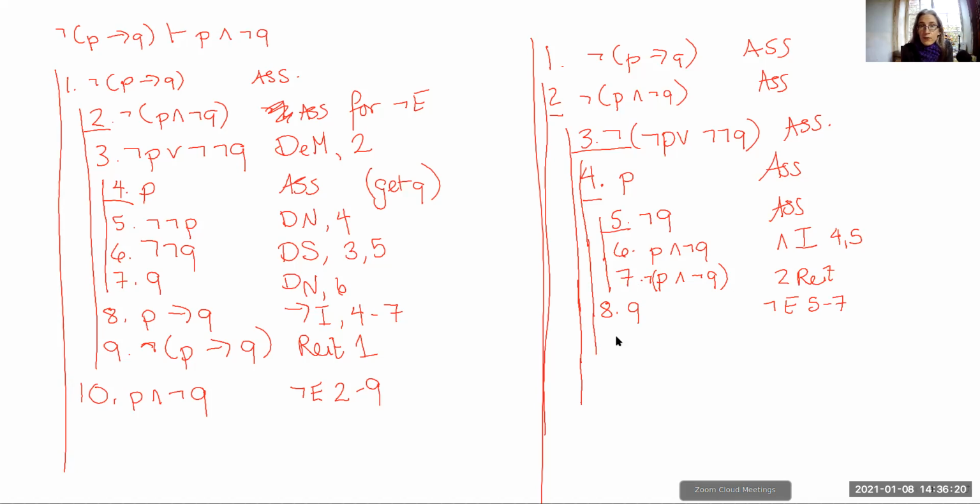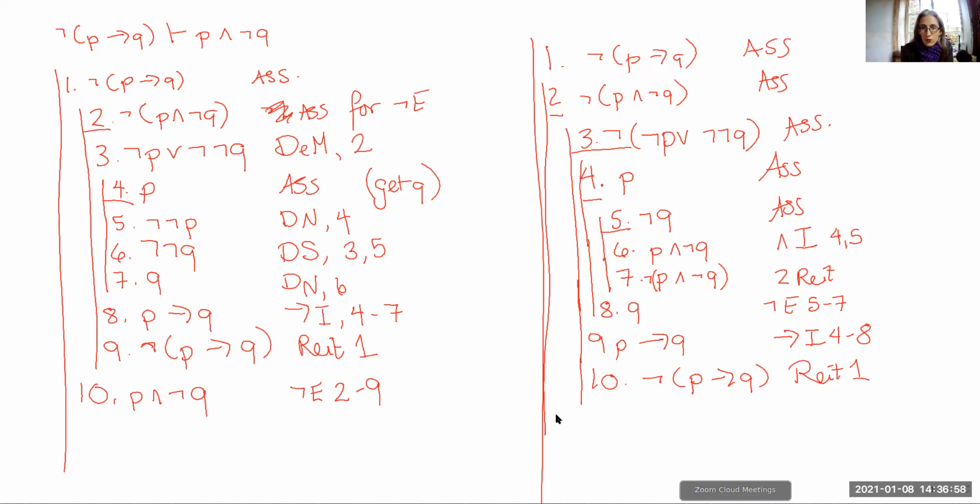We're almost done. So from our assumption at line 4, we were able to get Q at line 8, which means at line 9, we can introduce our P implies Q here. So conditional introduction, lines 4 to 8. Oh, look, okay, this isn't going to turn out too much more complicated than the other one, but certainly it wasn't immediately obvious to me when I got started how I was going to actually finish. But here we've got our conclusion.